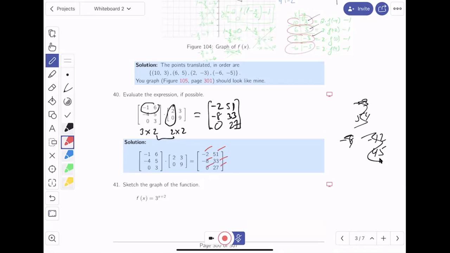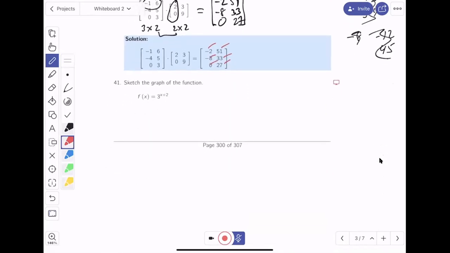Let's look at number 41. 41 looks like a relatively simple question. I know it has something to do with an exponential problem. I want to point out the parent function f of x would be 3 to the x. What do you see over here? Well, 3 to the x is a pretty easy graph to put down. It's a fairly simple graph. 3 to the x looks like this over here.